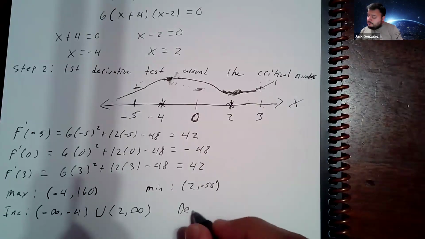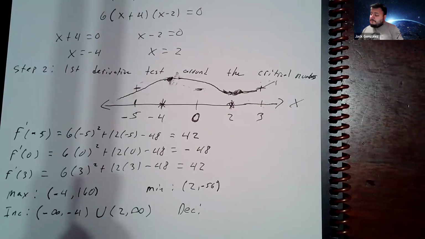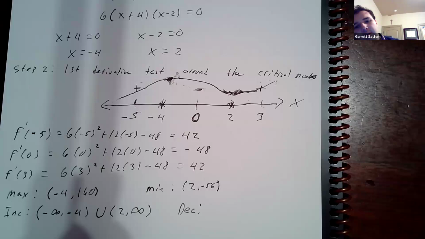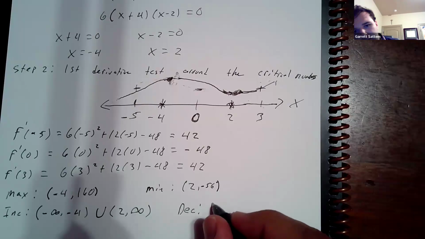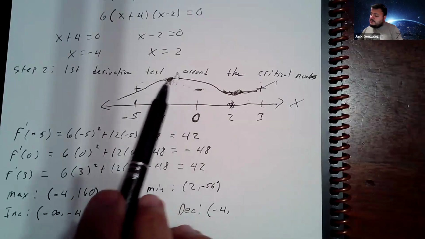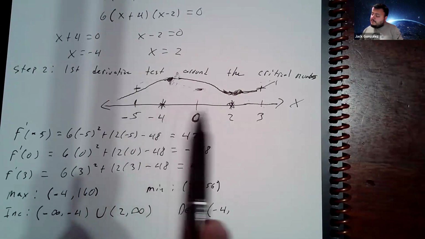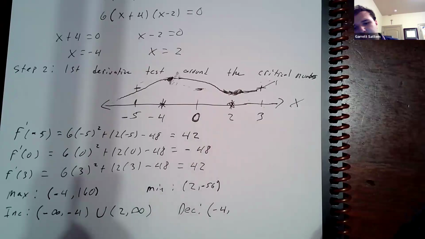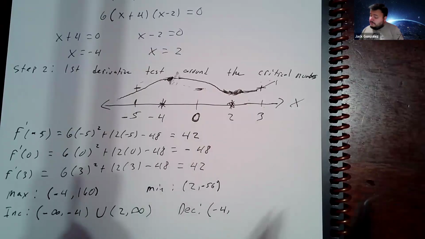Then decreasing. Where does that happen? That happens at -4 and positive 2. So it's only decreasing in the middle, right? Yeah, between the critical numbers. Sorry, it's a horrid drawing, my bad. Not your fault.